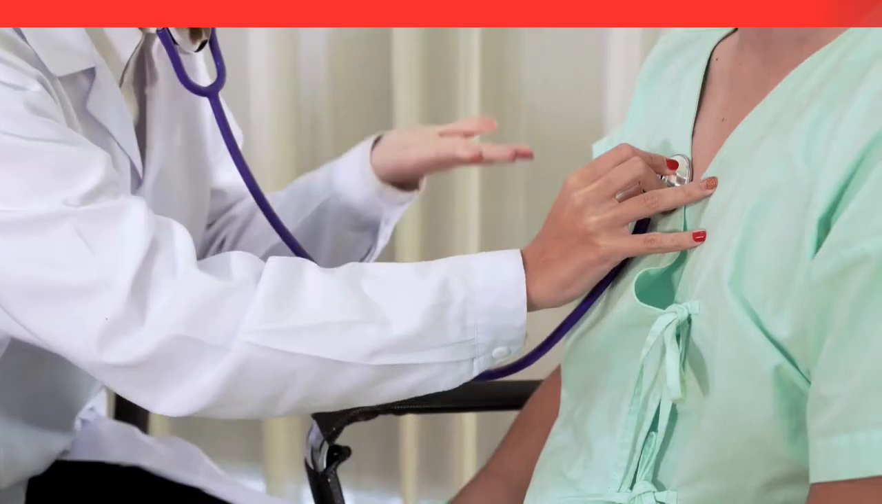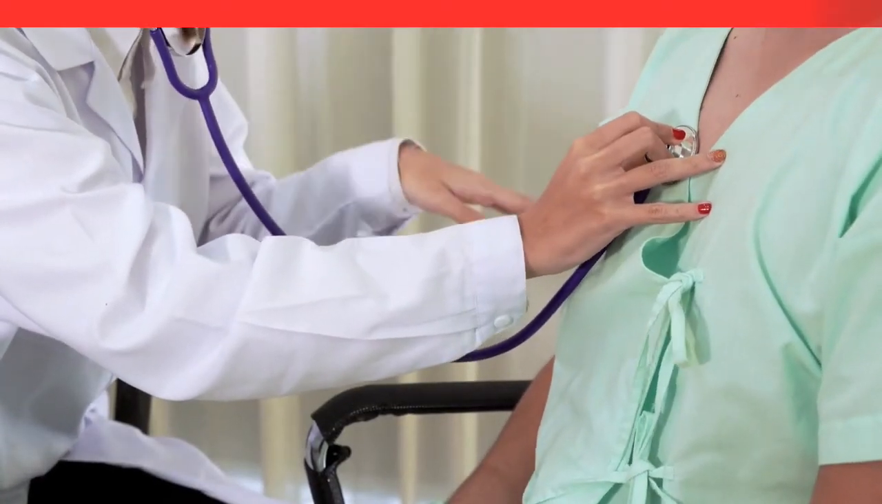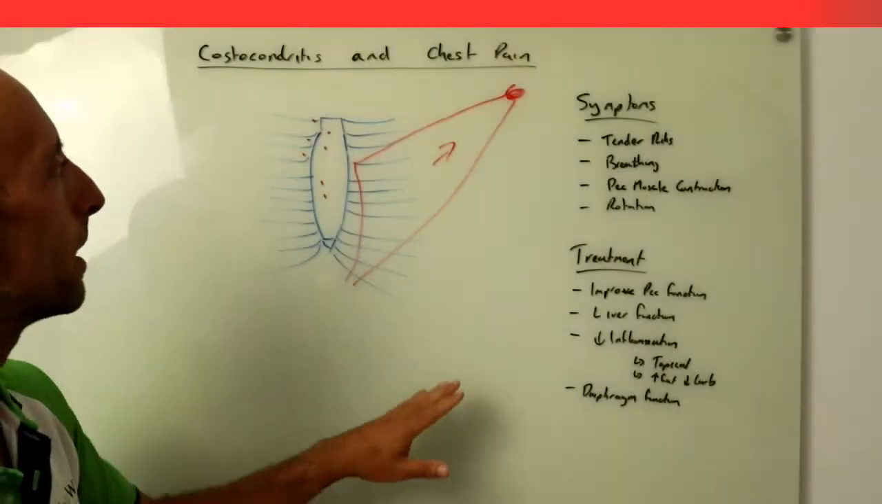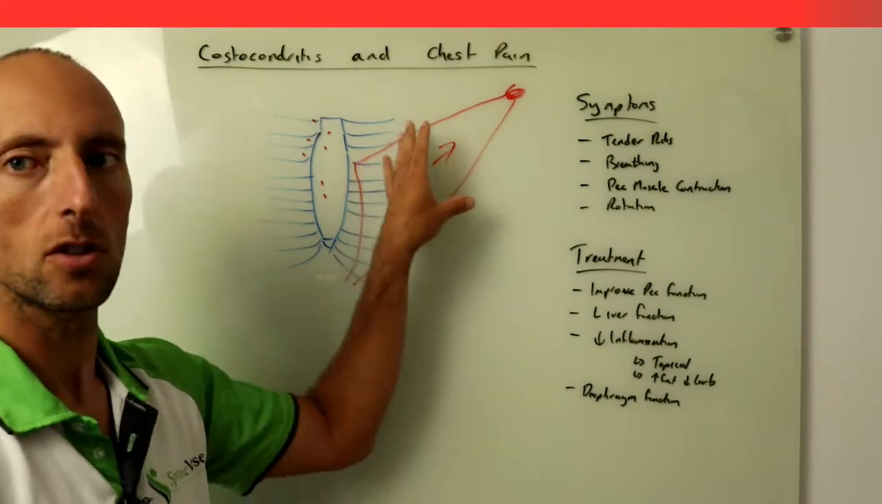Please make sure that you get properly checked. But in the cases of costochondritis, there are a few things you can do. The first one is to improve the function of the pec itself.